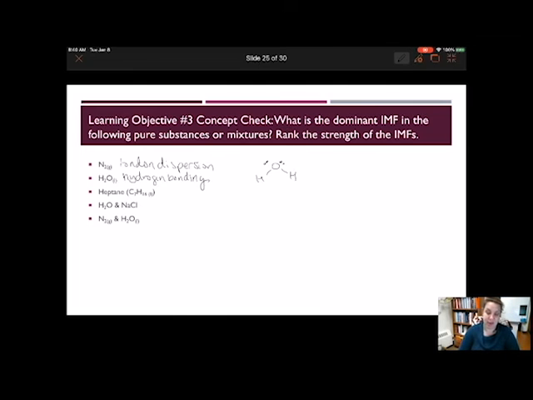Okay. Next, we have heptane. Heptane, if we look at this, all carbon and hydrogen bonds. If we recall, our carbon-hydrogen bonds are nonpolar, so we have a nonpolar substance. The only thing that is available is London dispersion.